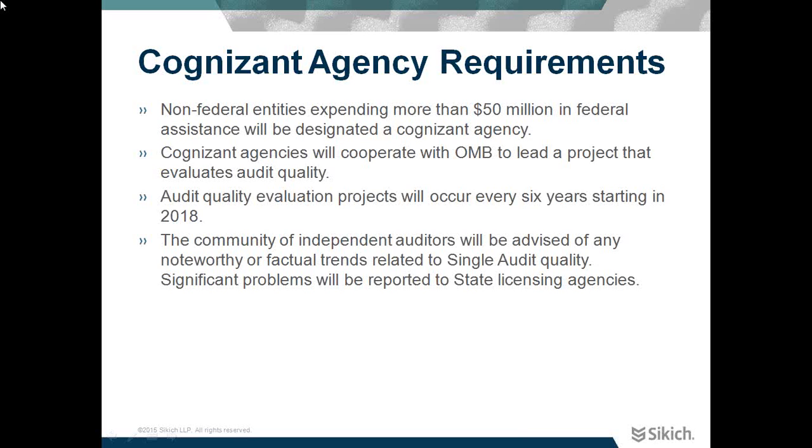Okay, cognizant agency requirements. If there are any of you out there who are a cognizant agency, these will apply to you. Non-federal entities spending more than $50 million in federal assistance will be designated a cognizant agency. Cognizant agencies will coordinate with OMB to lead a project that evaluates audit quality. Audit quality evaluation projects will occur every 6 years starting in 2018. The community of independent auditors will be advised of any noteworthy or factual trends related to single audit quality. Significant problems will be reported to state licensing agencies.